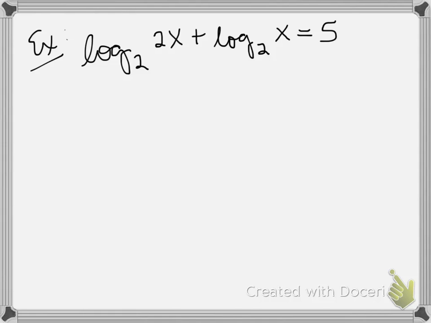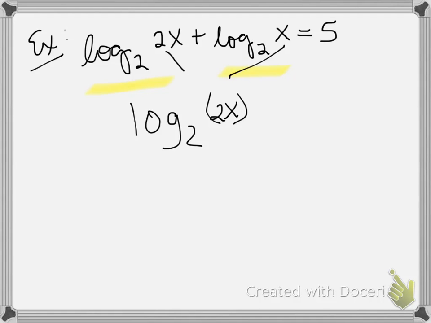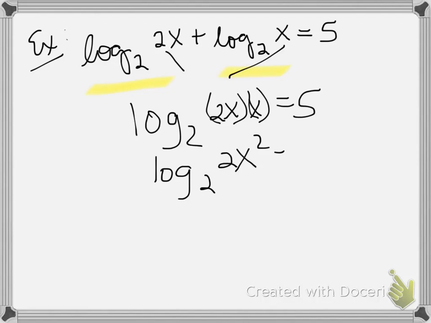All right, now, what do you do in the case when you have two logarithms on the same side? Well, remember that condensing you had to do in the last section? We have to condense this. Since it's addition, it's going to become 2x times x. So this is log base 2 of 2x squared. So condensing this problem makes it easier for me to solve.